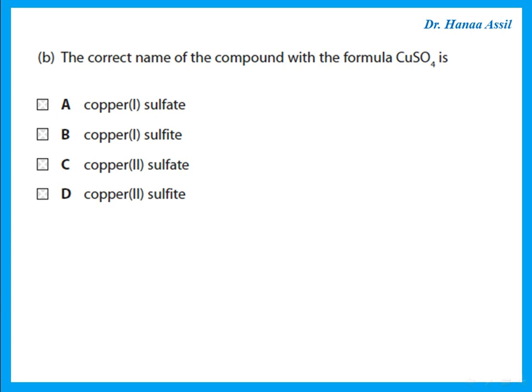Well, I know that the valency of sulfate is 2, so if I don't put a number under the copper, that means that the copper has the same valency. So first of all, SO4 is sulfate, so A and B are wrong, and copper here has a valency of 2, so this is copper 2 sulfate.